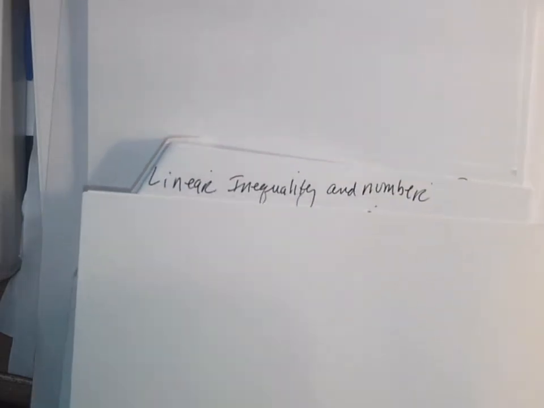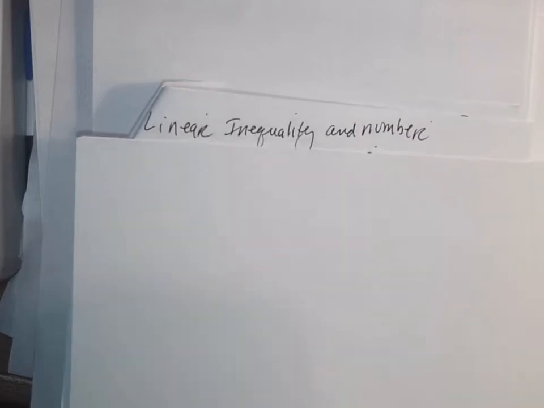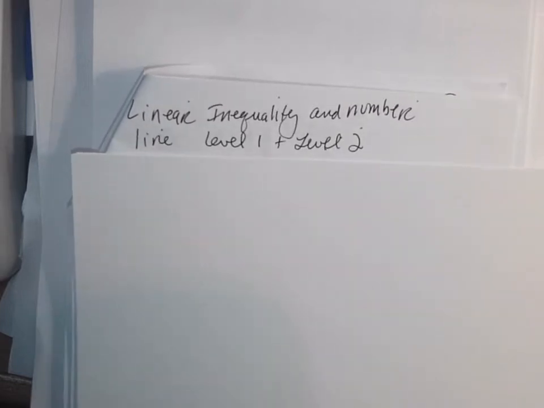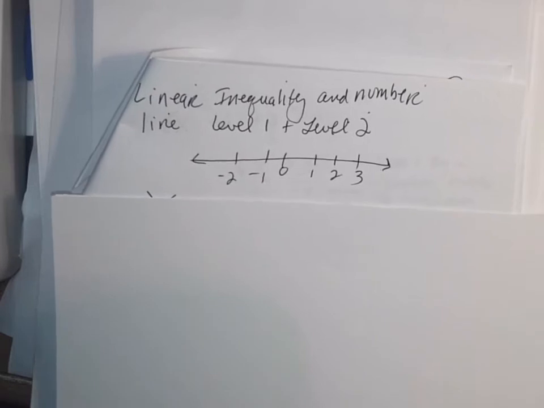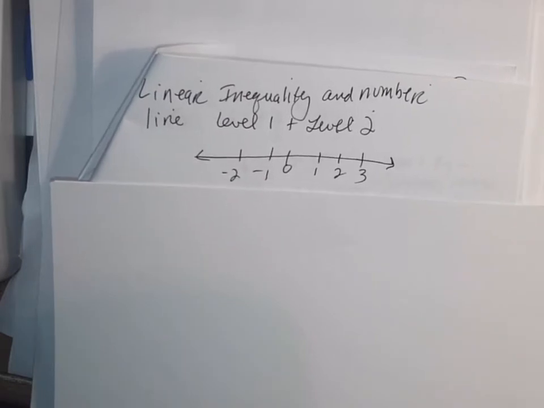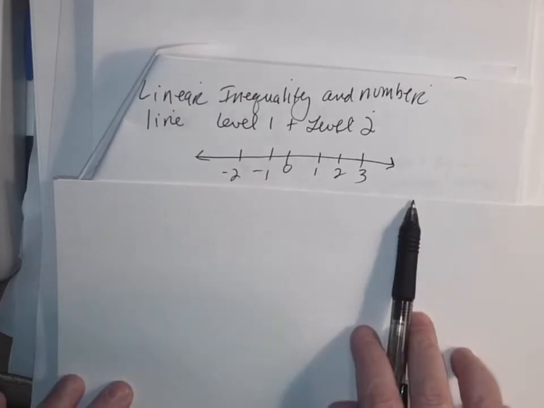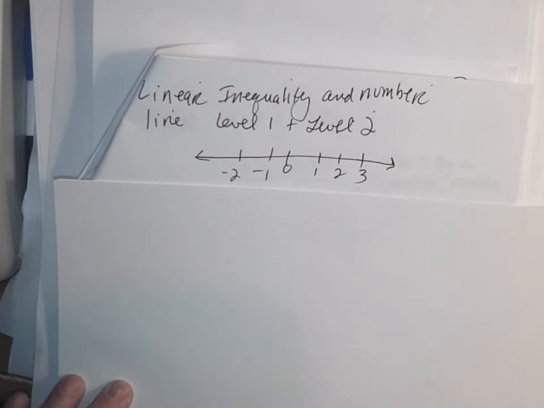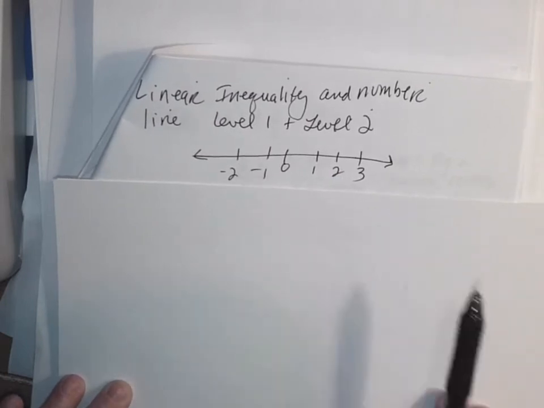The next thing that we're going to do is look at the linear inequality and number line. There's going to be a level 1 and level 2. Really what they want you to do is graph this information on a number line, a number line that looks like this, -2 or so. And you're going to put the solution and express it on a number line.